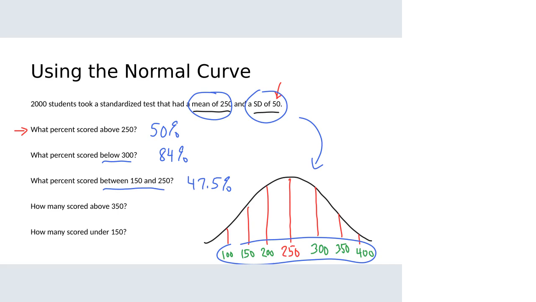All right. The next question, and there's an important distinction we want to make here, says how many scored above 350? The key distinction here is that up to now our questions said what percent, what percent, what percent. This one says how many, kind of like our box plot questions from Tuesday. So the fact that 2,000 students took this test is going to play a role down here. So how many students scored above 350?